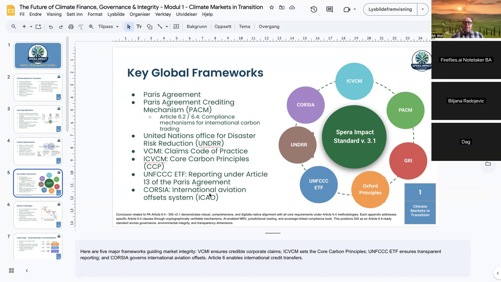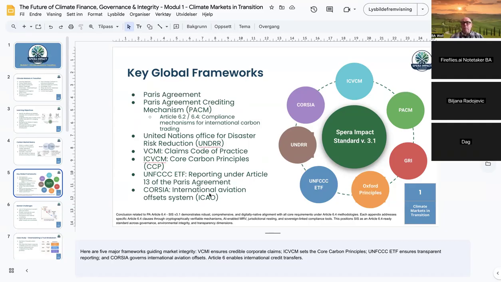We have now analyzed and reviewed version 3.1 of our standard, for example, related to Article 6.4 of the Paris Agreement. And the conclusion is that this version of our standard demonstrates robust, comprehensive, and digitally native alignment with all core requirements under Article 6.4 methodologies. Each of the 38 appendices addresses specific Article 6.4 clauses through cryptographically verifiable mechanisms, AI-enabled MRV, jurisdictional nesting, and sovereign-linked compliance tools. This positions SIS as an Article 6.4 ready standard across governance, environmental integrity, and transparency dimensions.